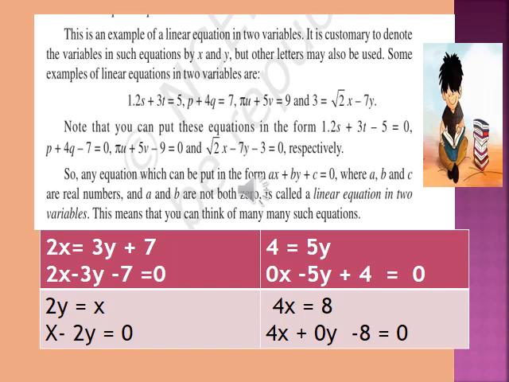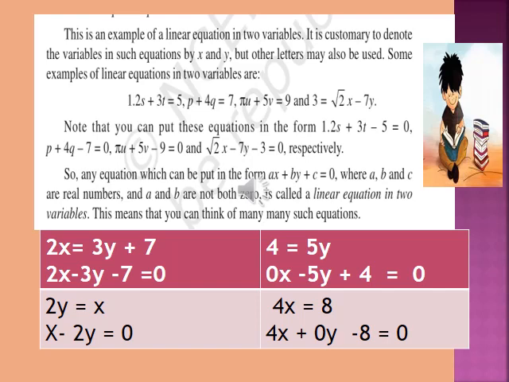2x is equal to 3y plus 7. Now if you want to write it in the standard form, we will shift 3y plus 7 to the left side, so the sign will change. It becomes 2x minus 3y minus 7 equals 0. So this is the standard form of the equation.